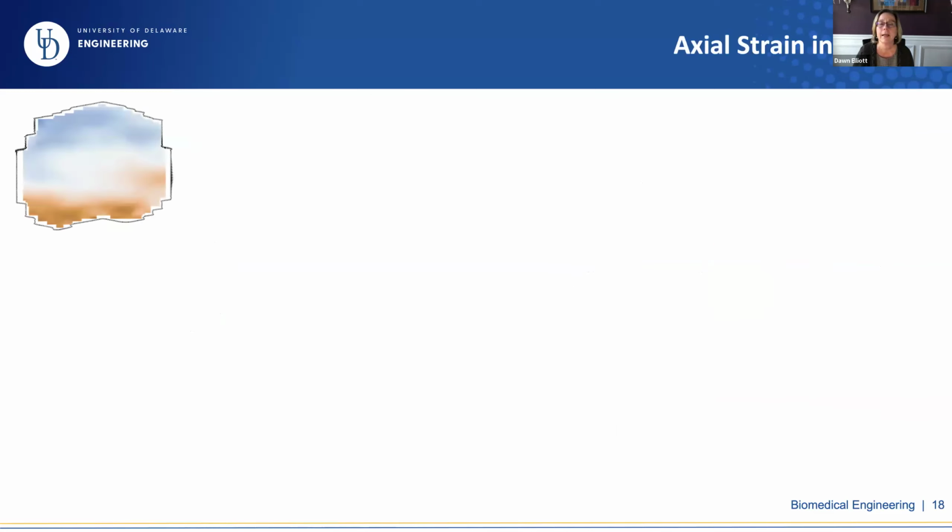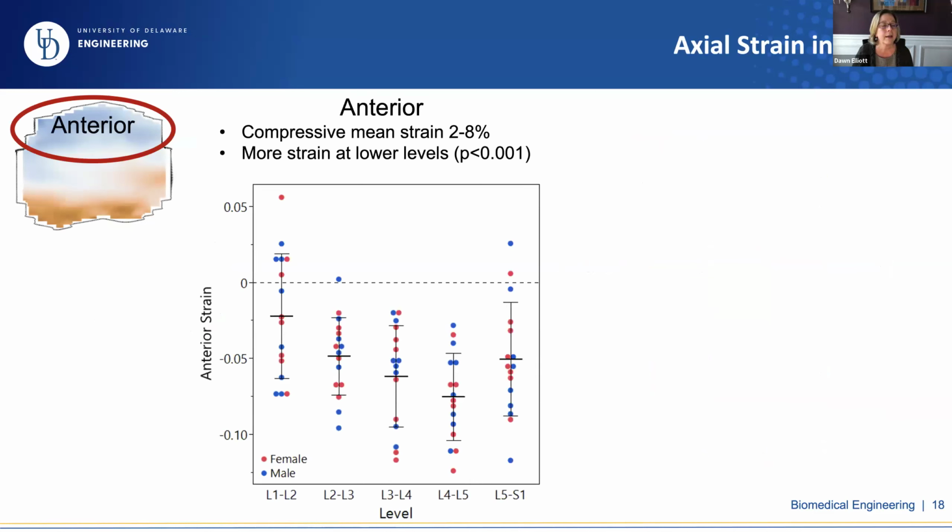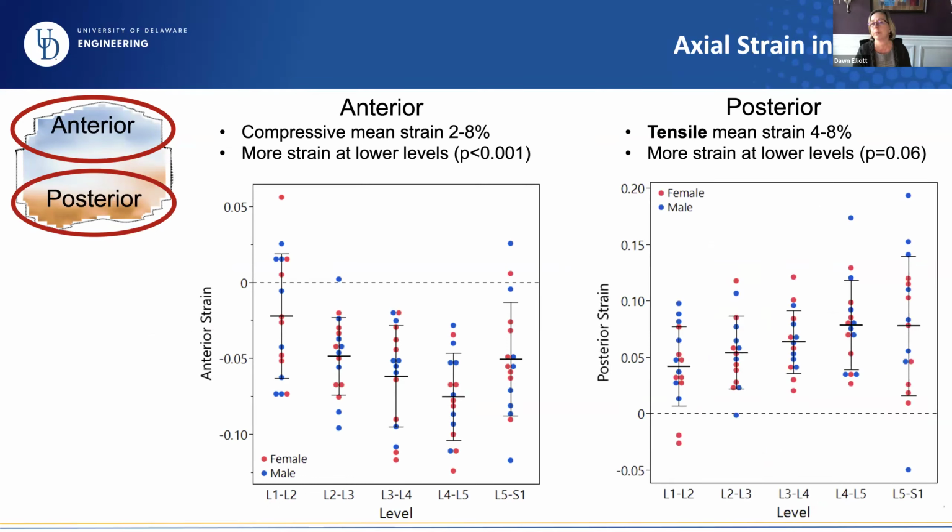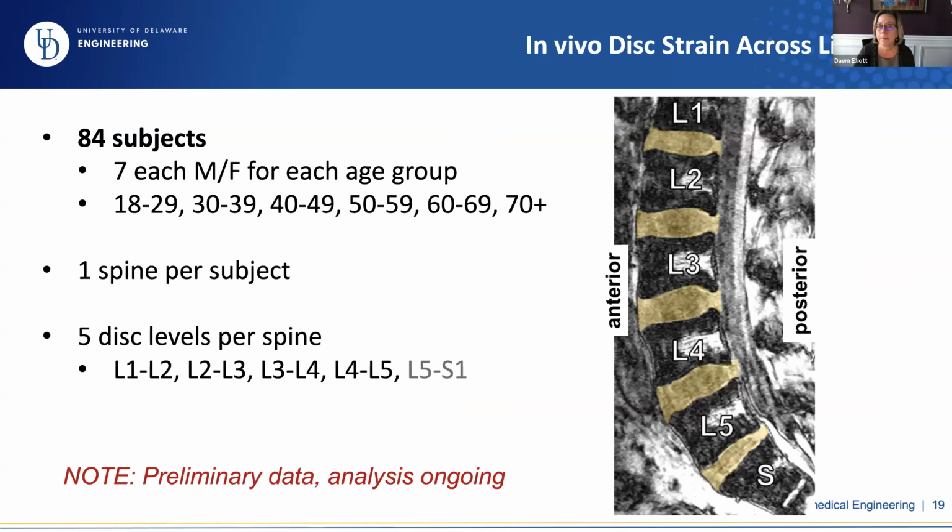In flexion, we looked at, again, the axial strain, and I'm showing here that it goes compressive in the anterior and tension in the posterior. So in the anterior region of the disc, the compressive strain was between 2 and 8%. There was more strain at the lower levels, and no difference between males and females in any of our strain measurements. On the posterior side, we had 4 to 8% tensile strain, and again, there was more strain at the lower levels. So that's what we found for a young population of a small number of subjects.